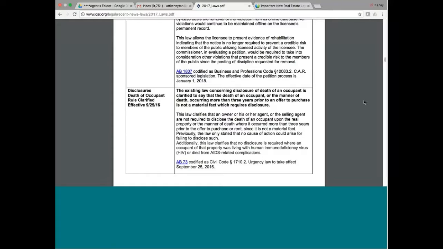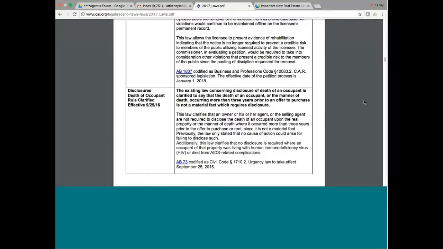Now, they had to clarify the law recently because previously the law wasn't explicit about saying that death on the property that is more than 3 years ago is not a material fact. Previously, the law said you cannot be sued if you fail to disclose any death more than 3 years ago. Now they make it more explicit. Not only could you not be sued, the reason why you could not be sued is because death that is more than 3 years ago is not a material fact. That's why you could not be sued. So they make it more explicit. But I think the end result is the same.